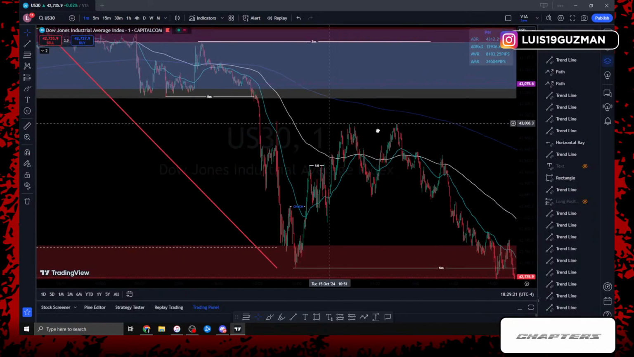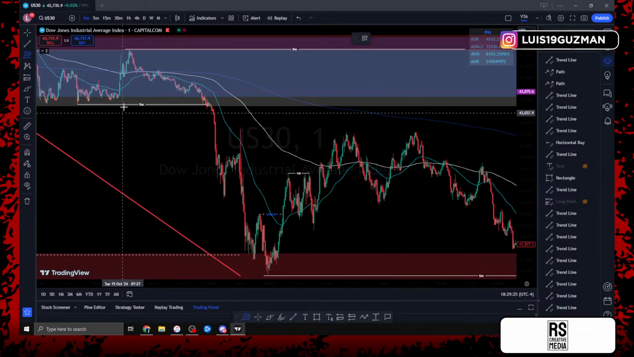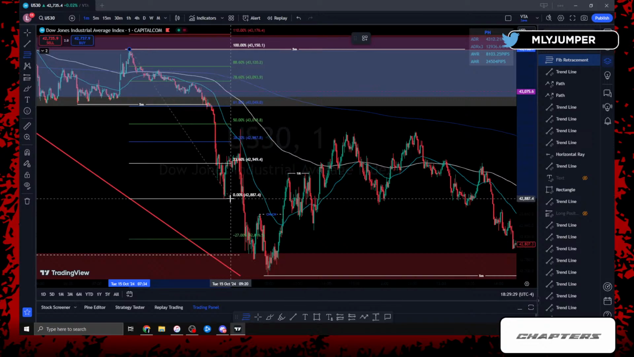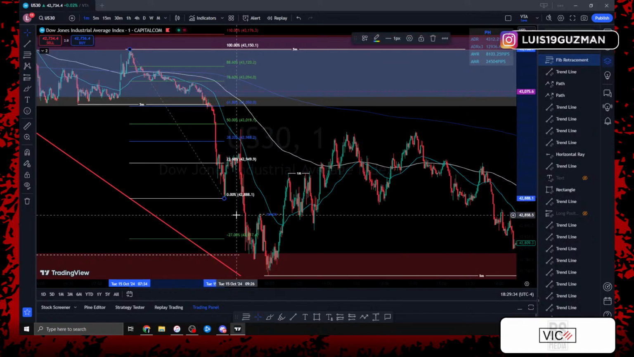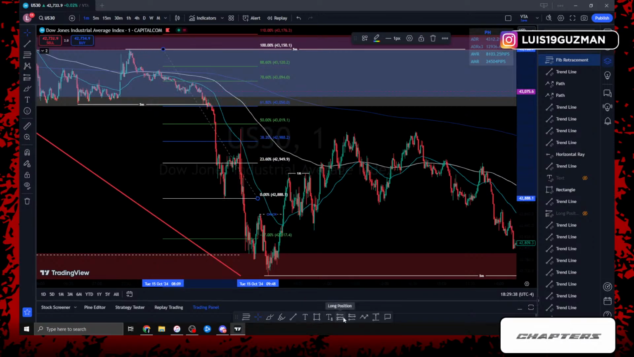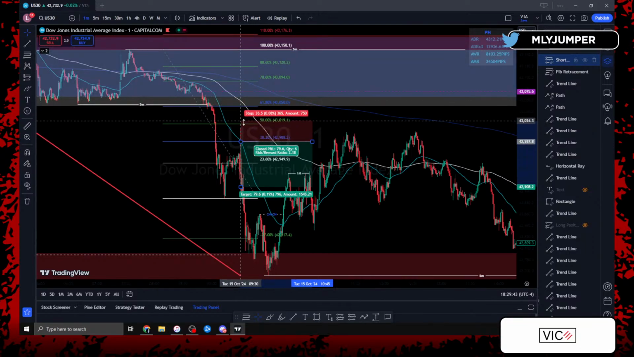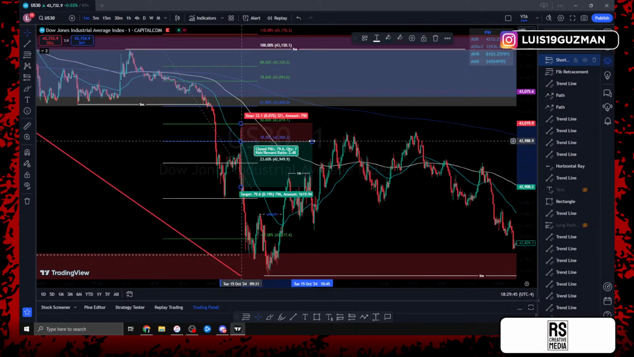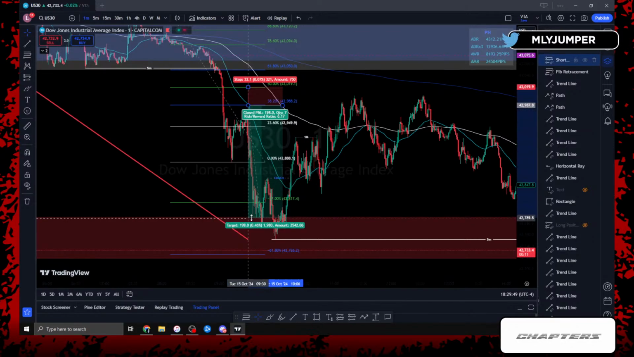So once we had that internal break of structure, all I was looking for was a 23.6 and 38.2 retracement. Did we get a 23.6 and 38.2 retracement? We did. So where was my entry? My entry was super simple. It was the 38.2 retracement. Stop loss was above the 50%. And my TP was at the bottom of the 30-minute low. That was it. That was my entry.